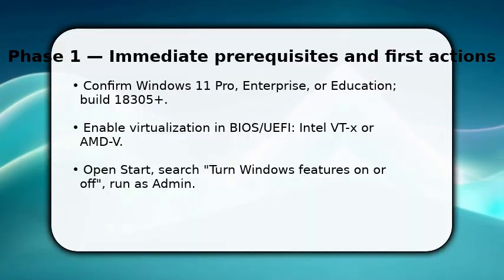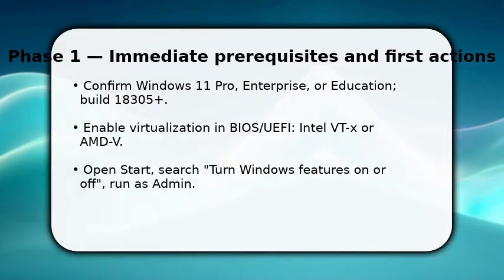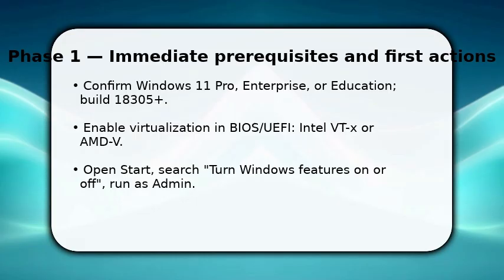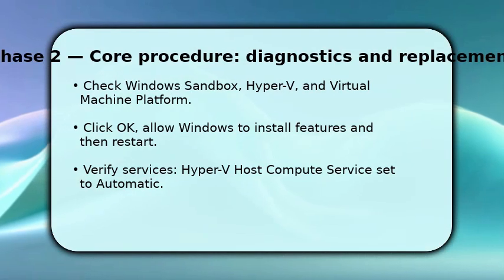Once done, sign back in and open Start. Type Turn Windows Features on or off. Right-click and Run as administrator so you can enable the necessary features in the next step. You are now in the Windows Features dialog.